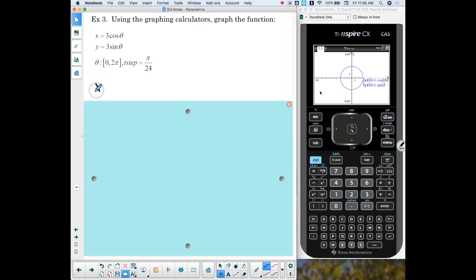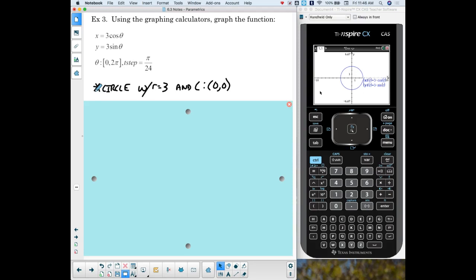So in this function, this is a circle, radius of 3 and a center at the origin. All right, fantastic. Love every bit of that. Okay.